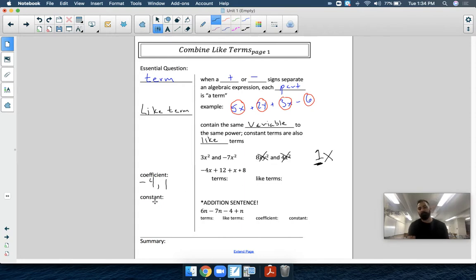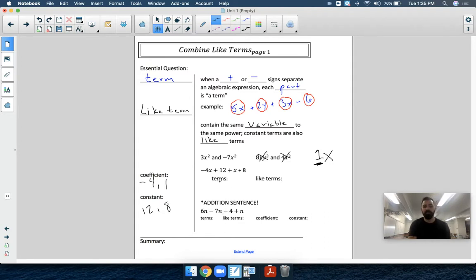Constants. Constants are numbers without any variables, just a number. Number 7, number 4, number 3, number 1, number 8, number whatever. All constants. In this case, constant means it never changes. So that number will never change. In this case, there's no variable here and there's no variable here. So our constants are 12 and 8.